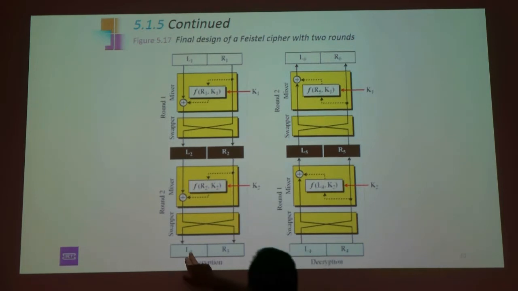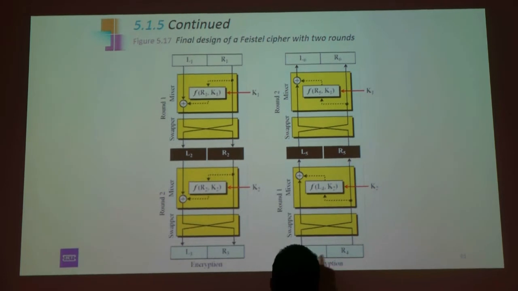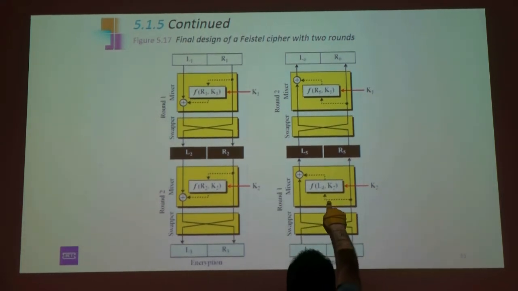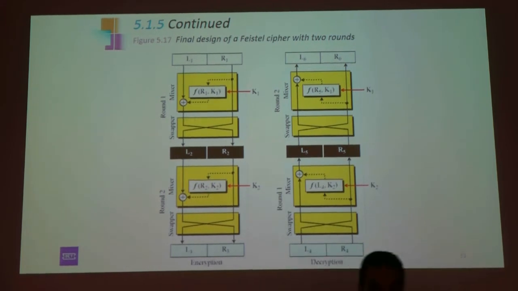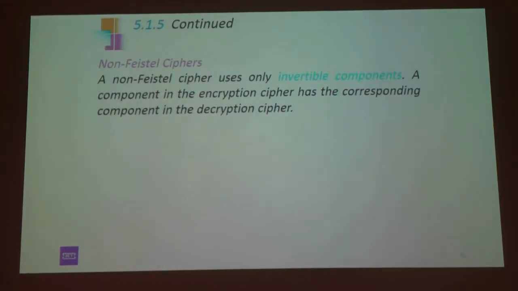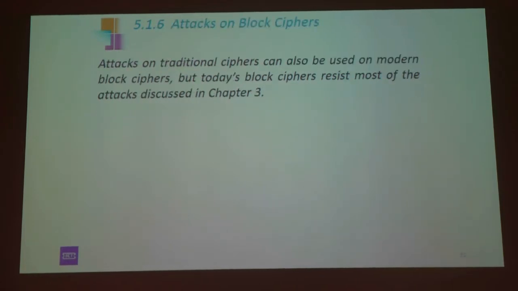So in here you have L3 and R3. Let's say it goes in here, so switch again, then you run the same operation. It will be invertible. You go up until you get the data back. So feistel ciphers use invertible components only. We'll talk about it later.